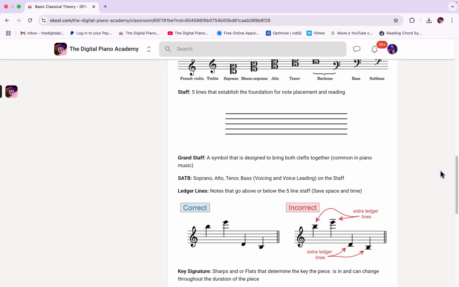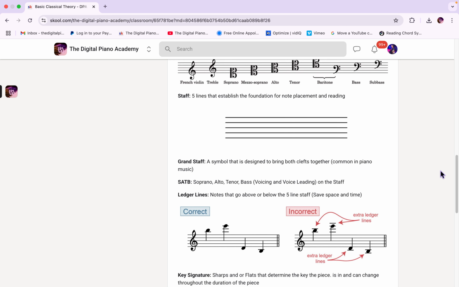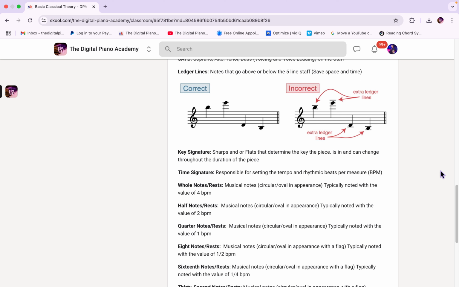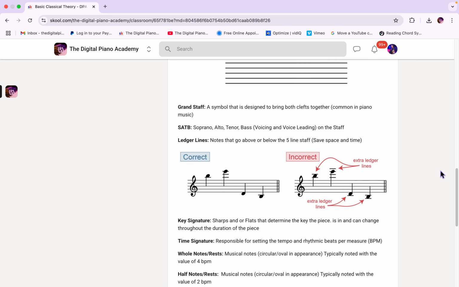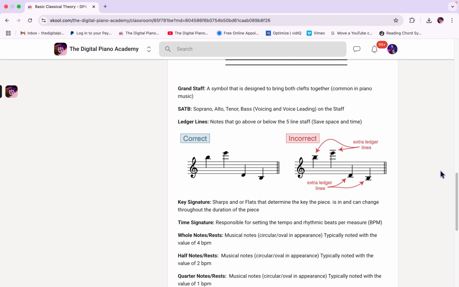So the staff is 5 lines that establishes the foundation for note placement and reading. You also have the grand staff, which is also a symbol designed to bring both the clefs together. It's common in piano music, and if we have another example, I will show you the grand staff. You have SATB, which stands for soprano, alto, tenor, bass. This is voicing, and we use it in voice leading on the staff, which is also very common to see.